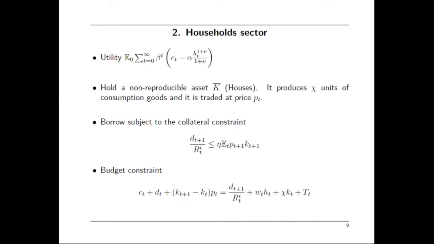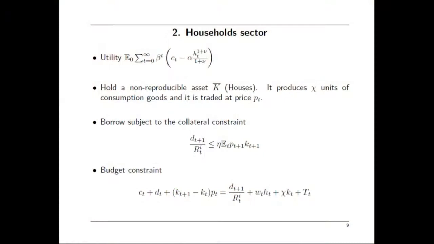Why is that? Because ultimately, those entrepreneurs want to hold those assets for precautionary reasons, to insure their production risk. So they are willing to hold those assets even though the interest rate is lower than the intertemporal discount rate. But workers are risk neutral. So if the interest rate is lower than the intertemporal discount rate, they don't want to lend, they want to borrow. This is why in this model the flow of funds goes from the household sector to the production sector. And the workers borrow to do what? To finance a non-reproducible asset that I call houses. So it's sort of a mortgage, if you want.